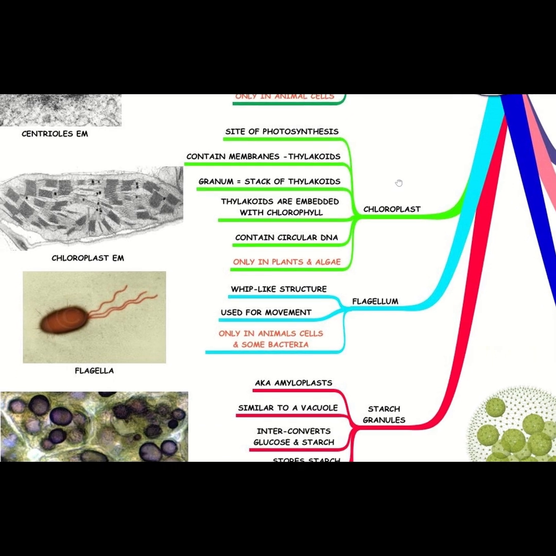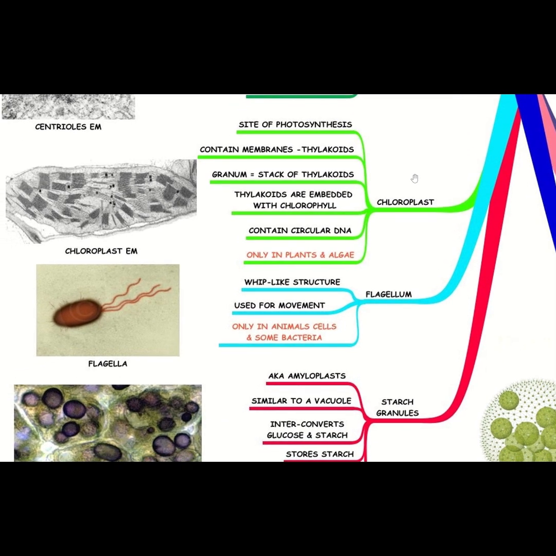Right, next we've got a chloroplast. Now the chloroplast is only found in plant cells and in algae. It's the site of photosynthesis. It contains a folded internal membrane called thylakoids, and a stack of thylakoids is called a granum, and plural is grana. The thylakoids are embedded with chlorophyll, and chlorophyll is the enzyme and the pigment required for photosynthesis. It also contains circular DNA in the form of a plasmid because it was the result of an endosymbiotic event.